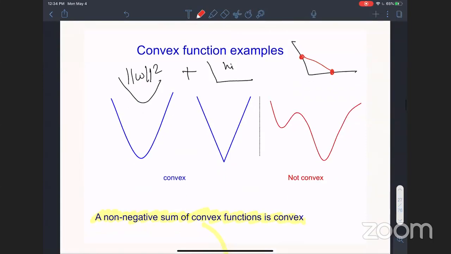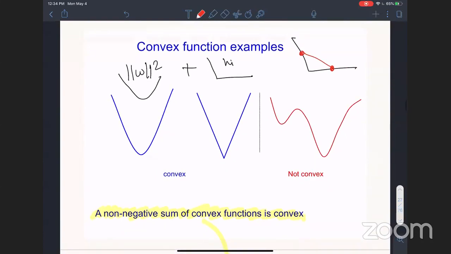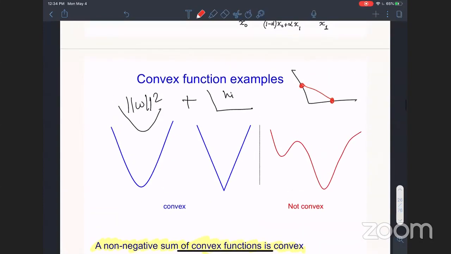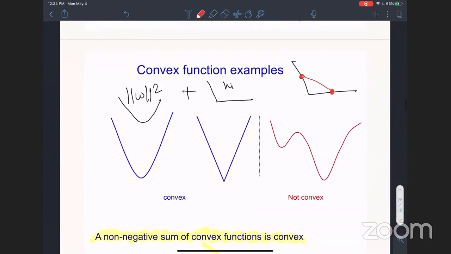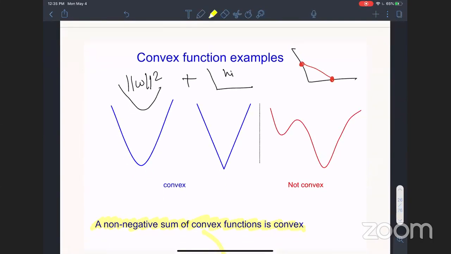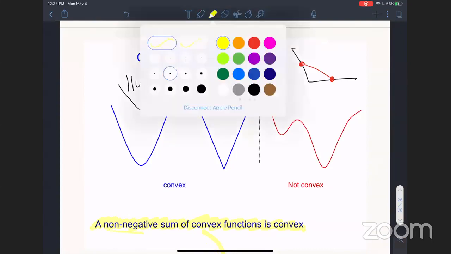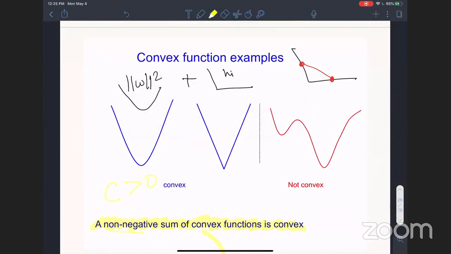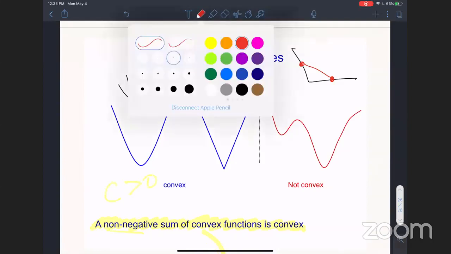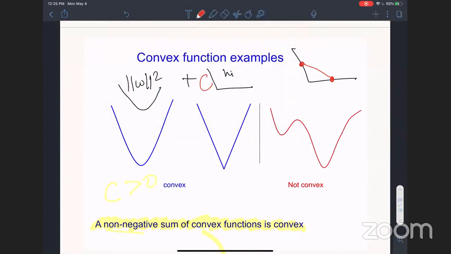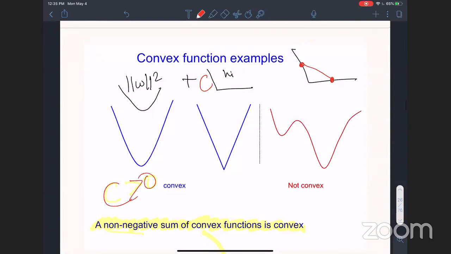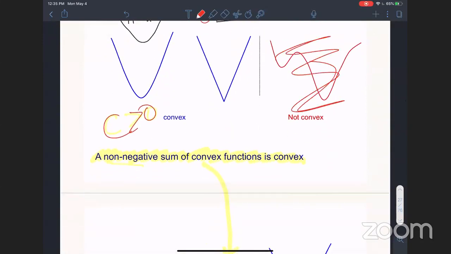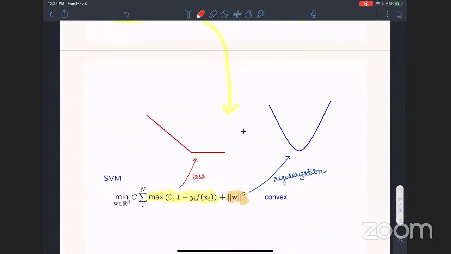Now if you add 2 convex functions, it might or might not be a convex function. A non-negative sum of convex functions is a convex function, as long as they are added with a positive multiplication. And if you remember, folks, your C was positive. This was a constant C, which is the penalty. C is greater than 0, so in that case it would be positive. That's what it was. Just look into this one.